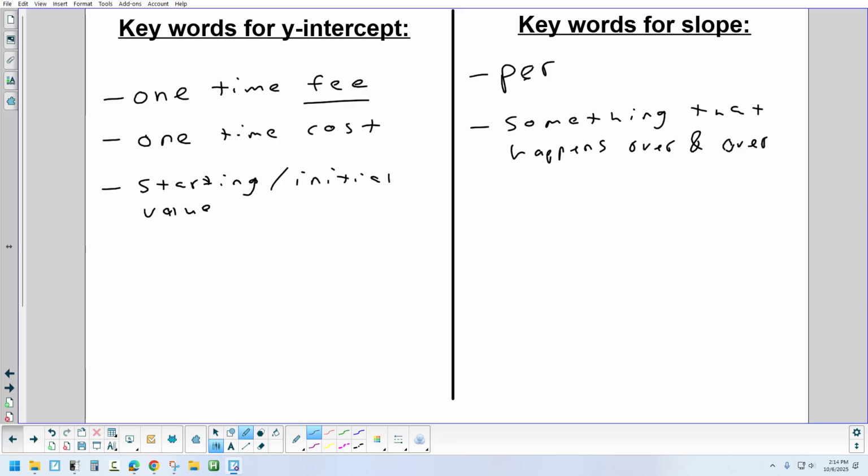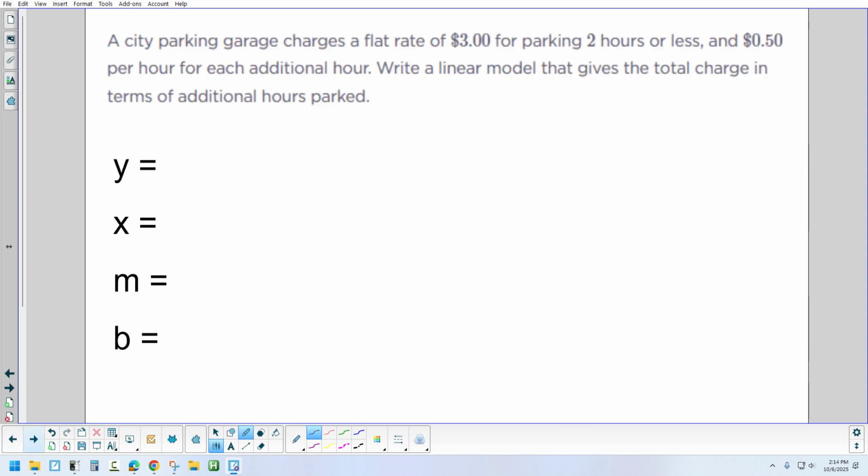All right, so let's try the 2 word problems and see if we can figure out our variables. I think this is the first word problem in your packet. A city parking garage charges a flat rate of $3.50 per hour for each additional hour. Write a linear model, that means y equals mx plus b, of this situation.